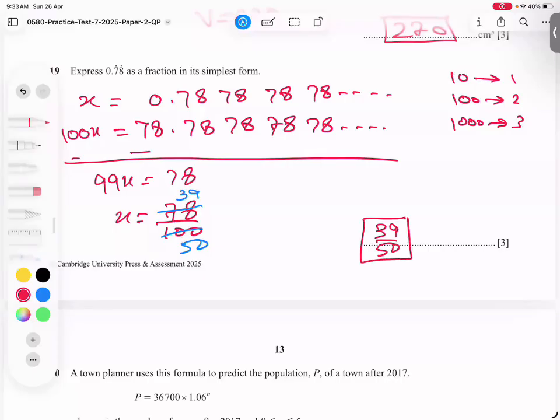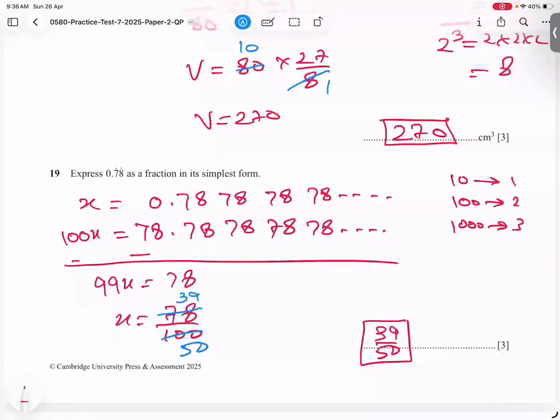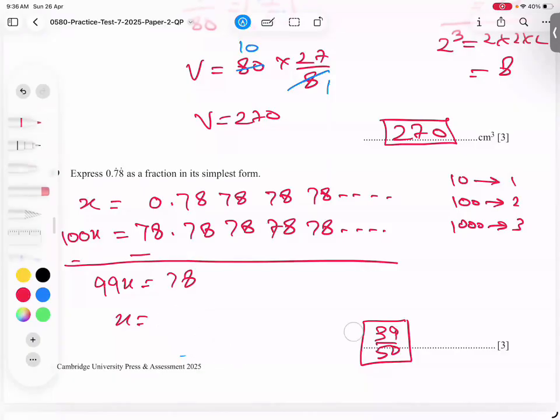So I hope the point is very clear, and we have done this question as students. There's one correction we should make. This is a 99, not 100, so I have to change the answer. This is 99, so 78 over 99.